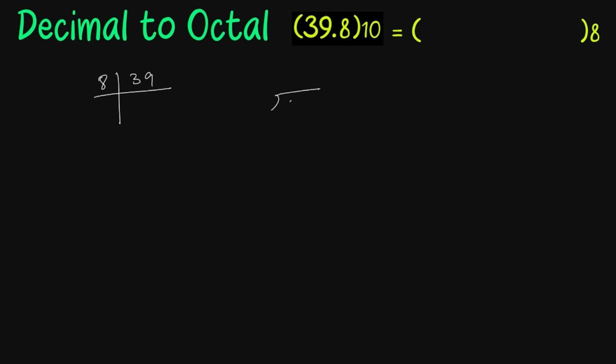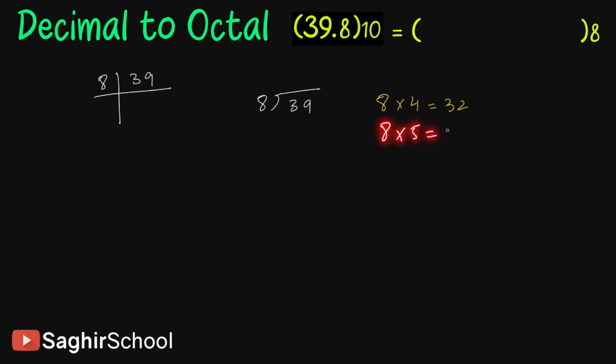Why are we dividing 39 by 8? Because 8 is the base of the octal number, the target that we need to convert to. Now we have to find a multiplier which is not more than 39. If we multiply 8 by 4, we get 32, and if we multiply 8 by 5, we get 40, which is greater than 39. So put 32. After putting 32, we will get 7 as the remainder and 4 as the dividend.